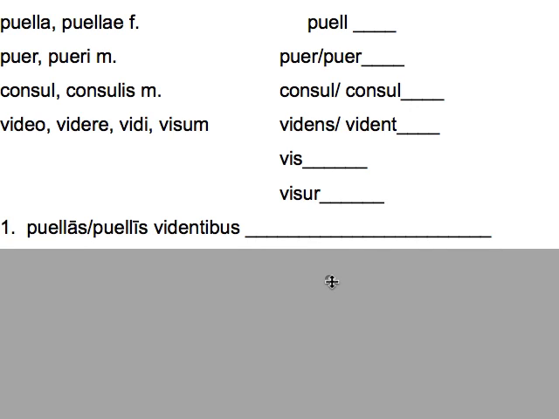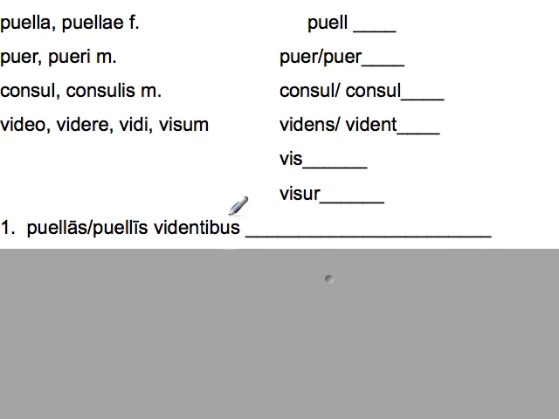Now, the structure is a little different. What you're going to get is two different noun forms and a participle form. So puellas, puellis, videntibus. It's all obviously coming from these words. Now what you have to do is three different things. The first thing you have to do is choose between puellas and puellis. Which one is going to agree with this participle in gender, number, and case? They're both feminine, so we don't really need to worry about gender here, right?